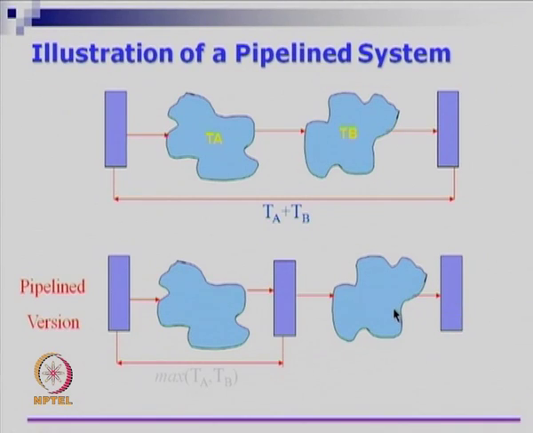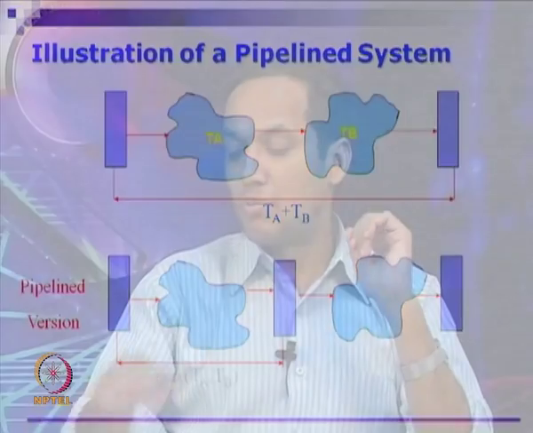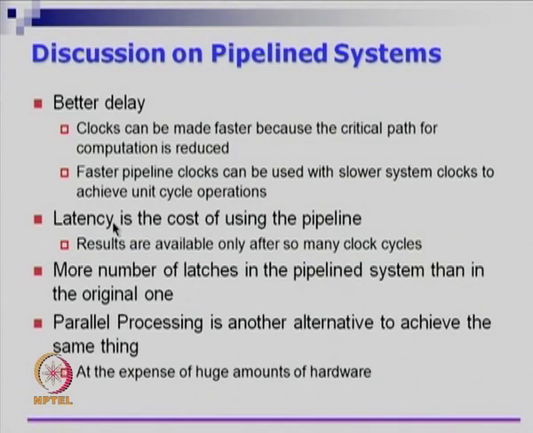If clock to Q and setup time are the same, then we are essentially looking at the rate at which this whole circuit can run is the maximum of TA and TB, not TA plus TB. This is the most important thing about pipelining. The moment you start putting pipeline registers in between, you are cutting down the combinational delay and enabling a faster clock. So, you get better delay, but at the cost of what is called latency. Latency is the cost with which you are using the pipeline.